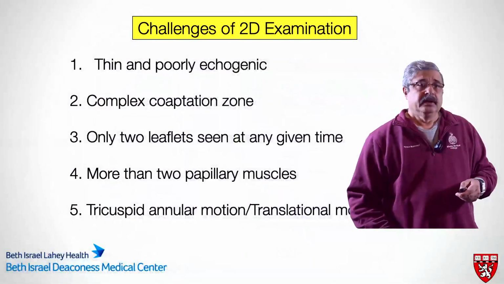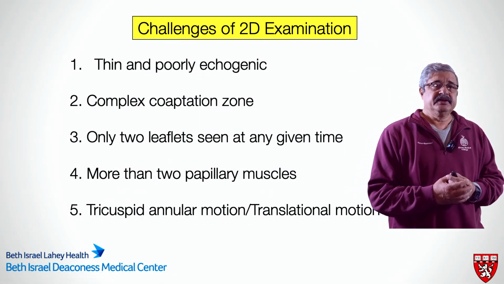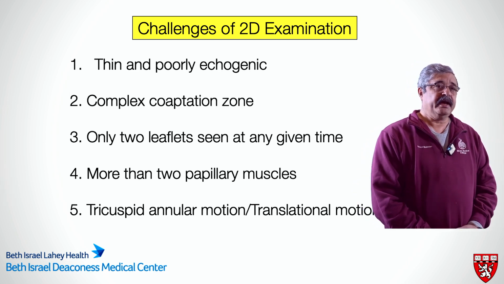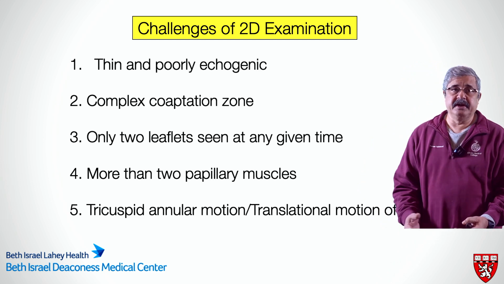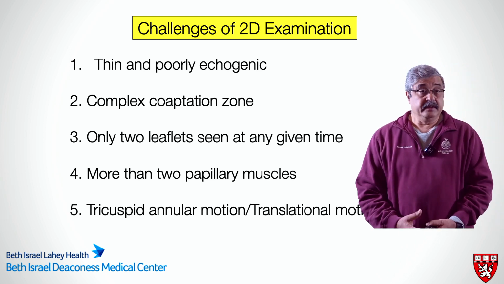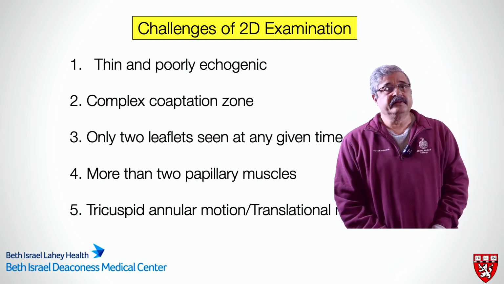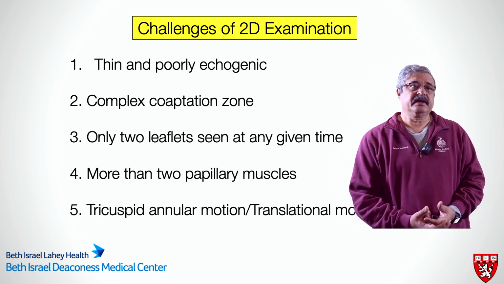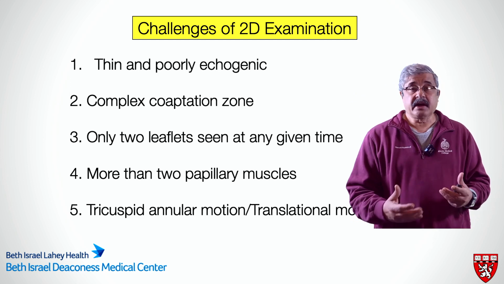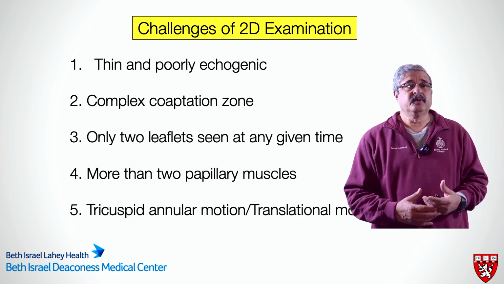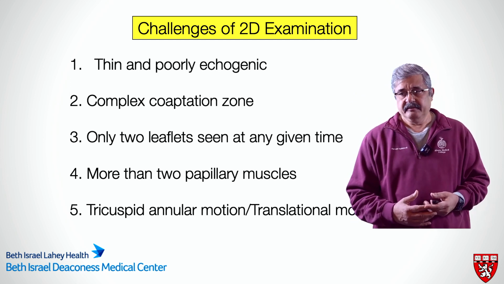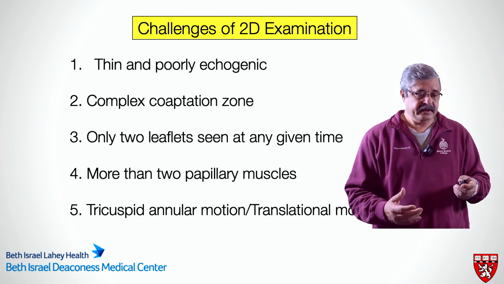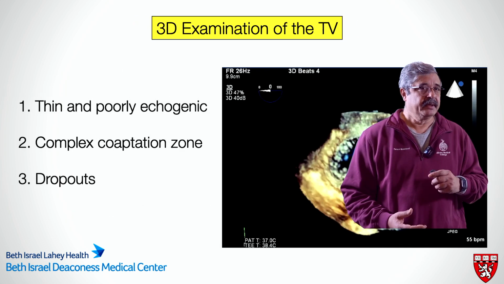So the challenge of the 2D examination, as we've briefly heard, is that these leaflets are thin and poorly echogenic. They have a complex coaptation zone. And in the midesophageal windows, you can see only two leaflets at any given moment in time. They have more than two papillary muscles. Of course, it is a tricuspid valve. And then we do not account for the tricuspid annular motion and the translation motion of the heart when we are identifying the leaflets with the midesophageal windows.